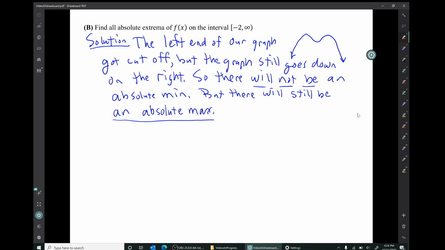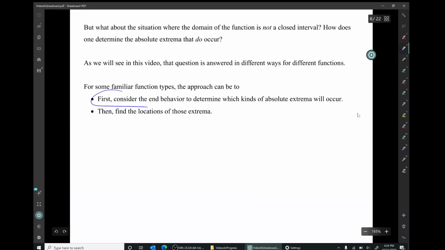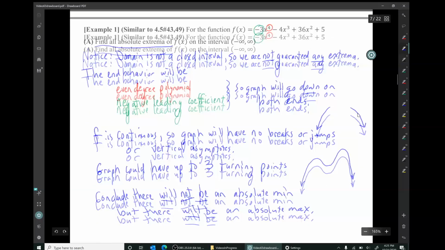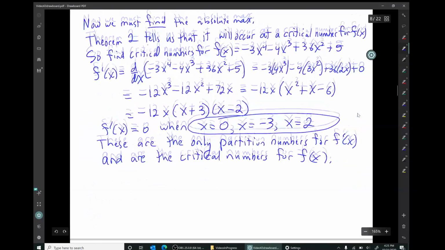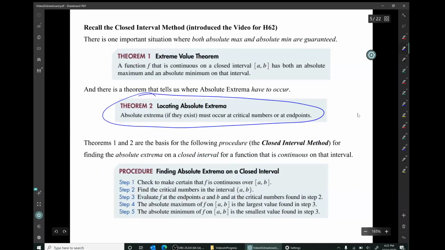So that's, again, back to what I was discussing earlier, the approach. First, consider the end behavior to determine which kinds of absolute extrema will occur, and then find the locations of those extrema. So now we know that we're looking for an absolute max on this interval. Where do we look? Well, let's go back up and look at Theorem 2 again. Absolute extrema, if they exist, must occur at critical numbers or at endpoints.